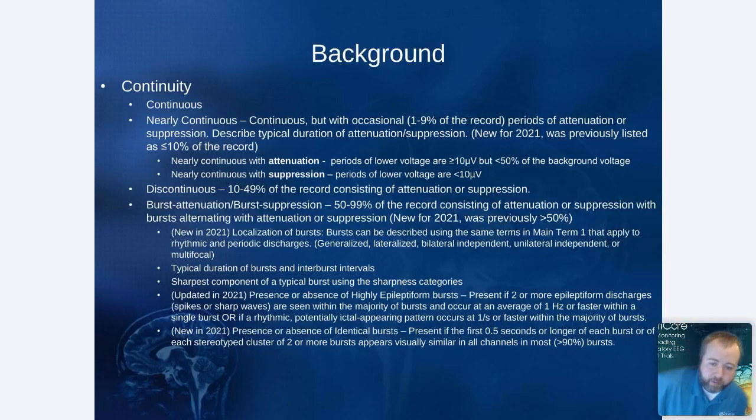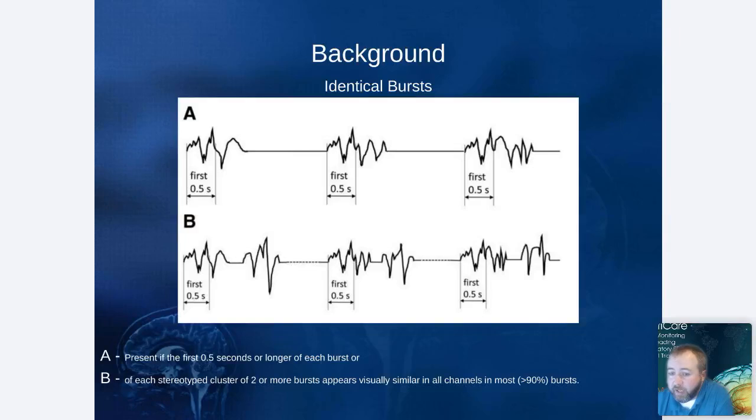Also, which is a little bit more confusing, is the presence or absence of identical bursts. I'm going to get into this a little bit more on the next slide. So these are present if the first half second or longer of each burst, or of each stereotyped cluster of 2 or more bursts, appears visually similar in all channels, which is greater than 90% of the bursts. So let me show you this. You can see on pattern A, these are pretty much all identical for the first half second. With pattern B, each burst is a little bit different, but that same first half second is the same. So this would still be considered identical bursts. So if you have a patient with a burst suppression pattern, make sure to mention if the bursts are identical or if they're not.